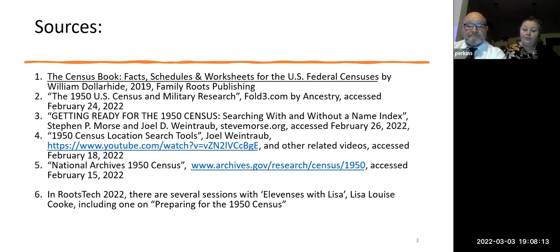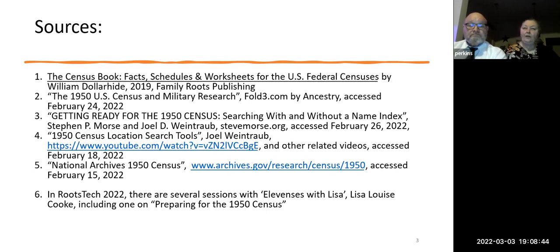The second thing we used was from Fold3, which is an Ancestry subsidiary. And I know, Brother Hauser, you'd seen this, the 1950 US Census and Military Research article that they did about two weeks ago. Excellent article. You could take a peek at that. Number three, Getting Ready for the 1950 Census: Searching With and Without a Name Index, by Morse and Weintraub. We had never heard of those two until we started doing our research.